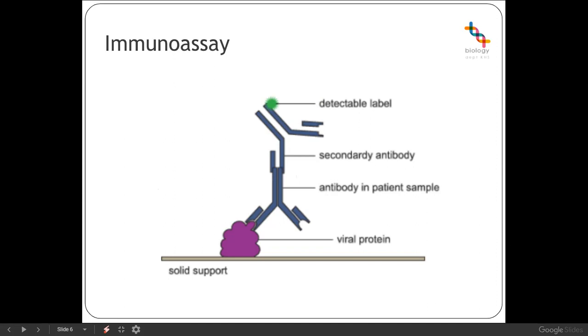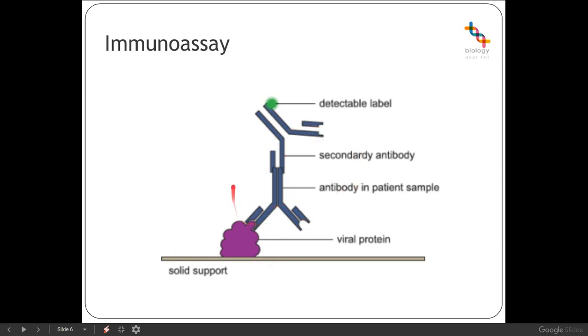For example, when we are doing COVID-19 antibody testing, one of the things they have been looking at is how long these natural antibodies may last in the body after exposure to the virus. What you'd be doing in this case is taking a viral protein which has the antigens present on it. You're going to put that on some kind of solid support, usually some kind of gel matrix, and you're then going to flood this solid support with antibodies from the patient sample.